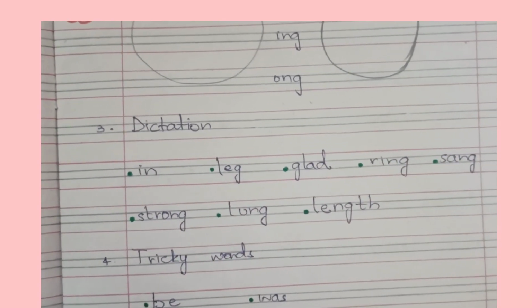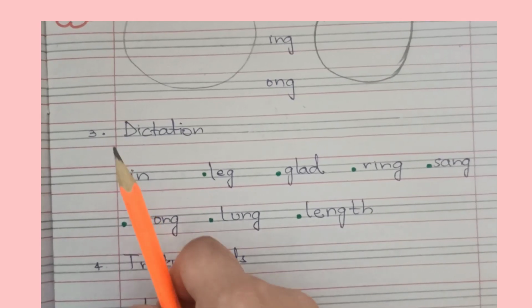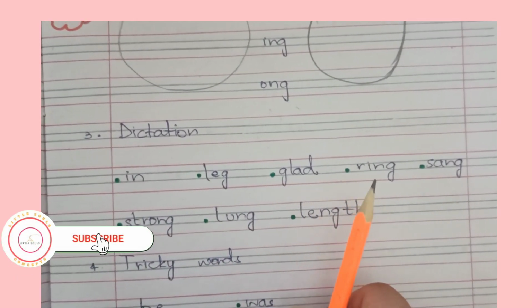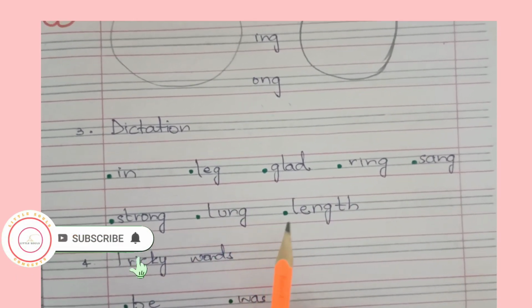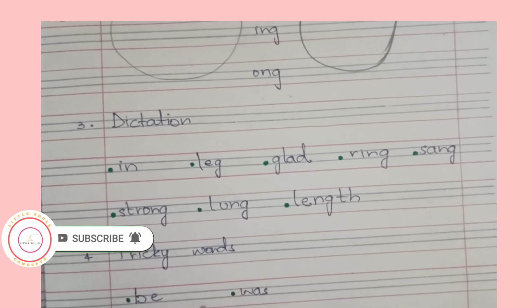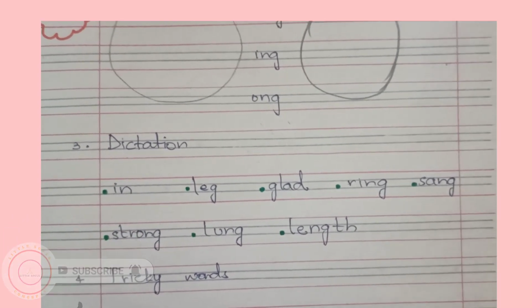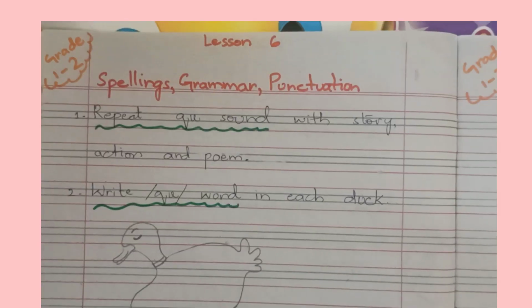Here's a list of dictation words and some tricky words: in, leg, glad, ring, sang, strong, lung, lungs. Be and was are the tricky or the sight words.